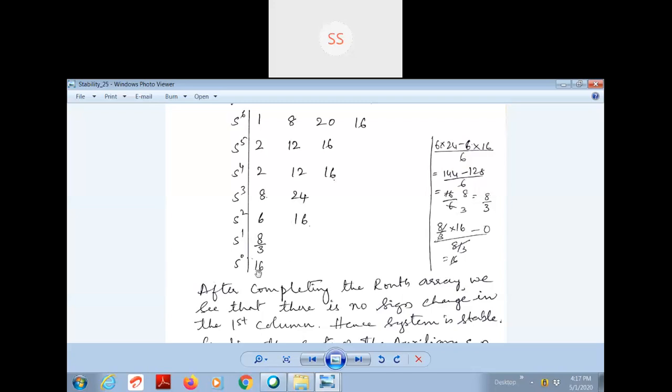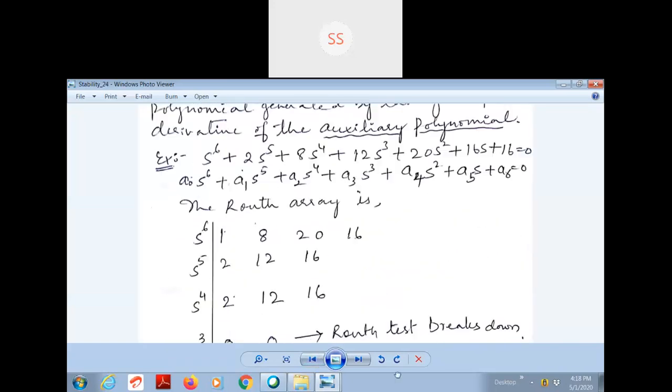Similarly, compute the last row, s to the power of 0. It is 8 by 3 into 16 minus 6 into 0, that is 0 only, minus 0, divided by 8 by 3. So 8 by 3, 8 by 3, numerator and denominator will cancel. 16 is going to remain.